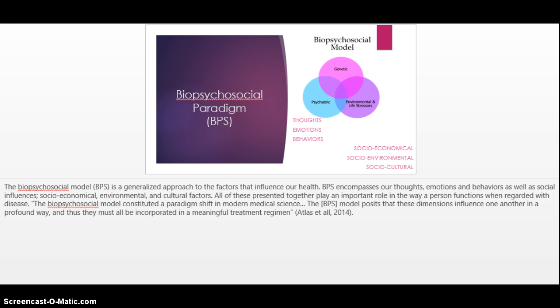The biopsychosocial model, BPS, is a generalized approach to the factors that influence our health. BPS encompasses our thoughts, emotions, and behaviors, as well as social influences, socioeconomical, environmental, and cultural factors. All of these presented together play an important role in the way a person functions when regarded with disease.